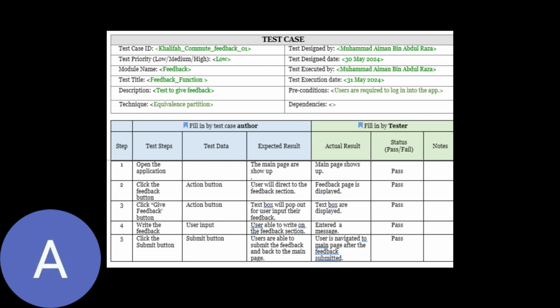Step 4, write the feedback. The expected data, the user is able to write in the feedback section, and the actual result is the message is entered. And the last step is to click the submit button, which is the test data. We are expecting the user to be able to submit the feedback and go back to the main page. And what was experienced by the tester, the user is navigated to the main page after the feedback is submitted. All the status filled in by the tester is passed.